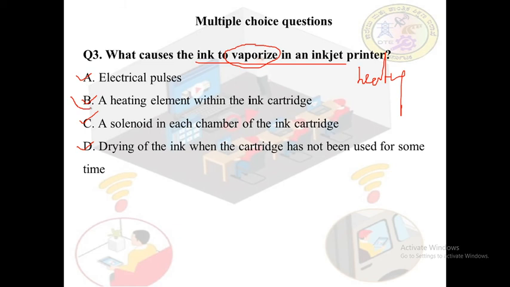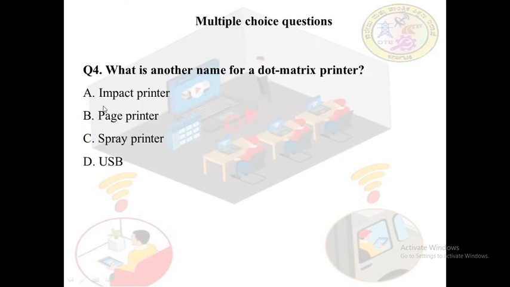So therefore option B, heating element within the ink cartridge, is the right answer, because electrical pulses will not vaporize the ink. A solenoid will only mechanically push the ink, it won't vaporize. Therefore option B is the right answer. Option D is no way connected to the vaporization. Therefore option B is the right answer for third question.